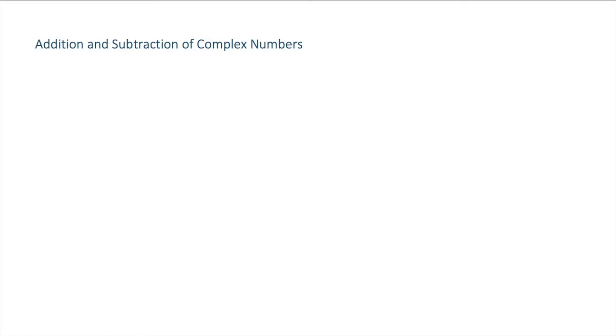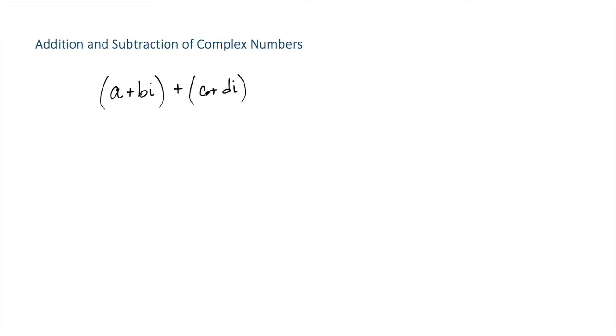When adding and subtracting complex numbers, all we need to recognize is that complex numbers have specific types of terms. So here's an example. If I have a plus bi, and then I'm adding c plus di, these are the most general way that I can write a complex number.